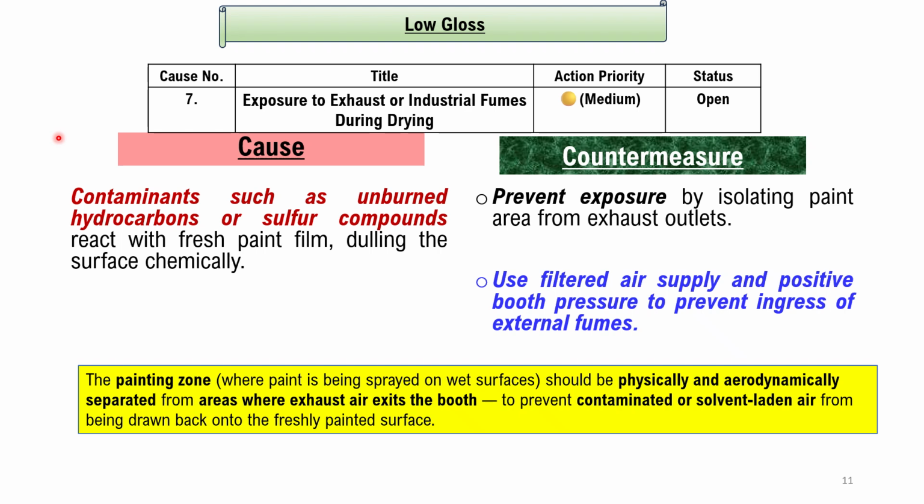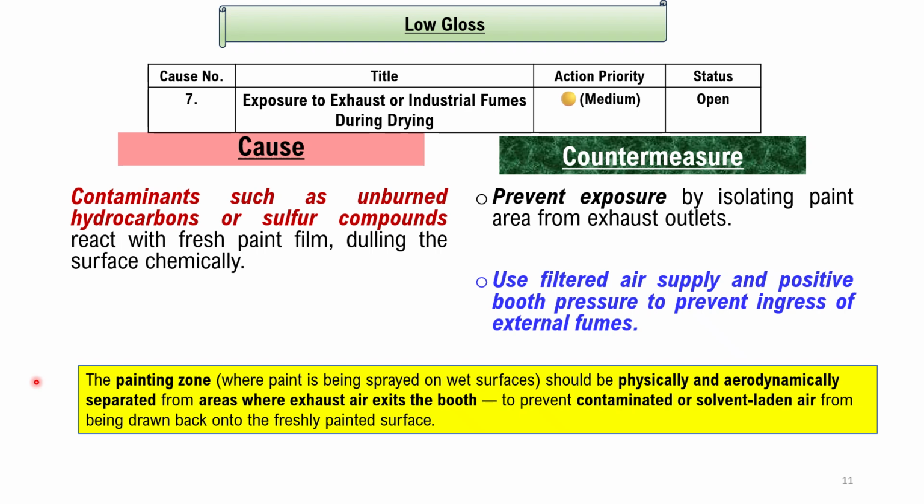Number 7 probable cause is exposure to exhaust or industrial fumes during drying. That is, contaminants such as unburned hydrocarbons or sulfur compounds react with fresh paint film, dulling the surface chemically. Therefore, prevent exposure by isolating the paint area from exhaust outlets, and use filtered air supply and a positive booth pressure to prevent ingress of external fumes.